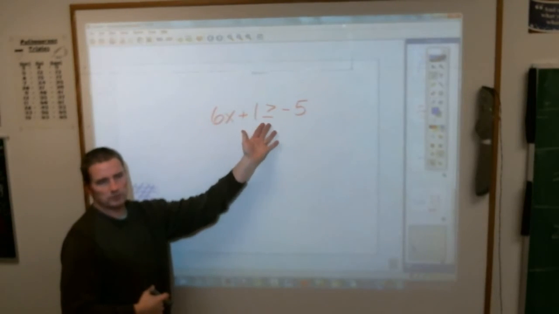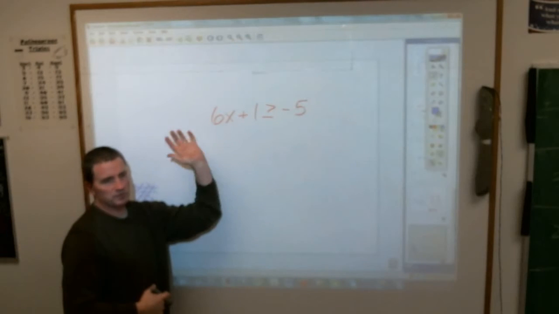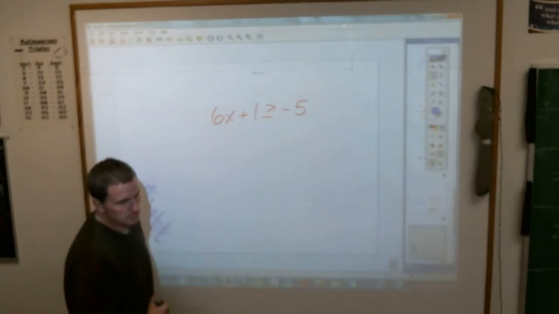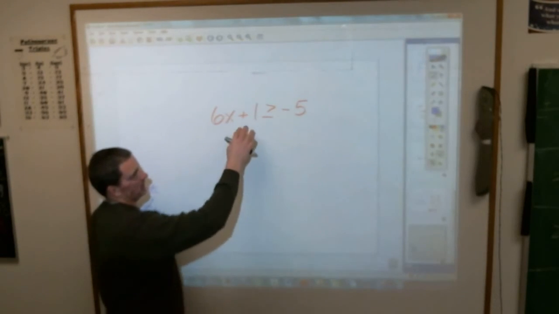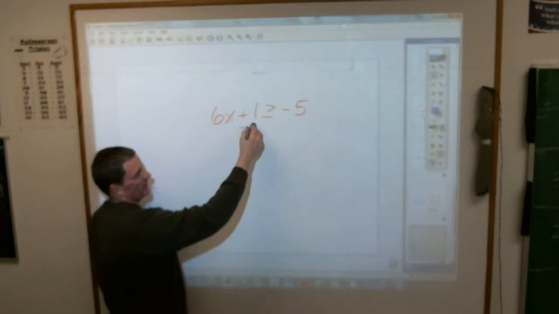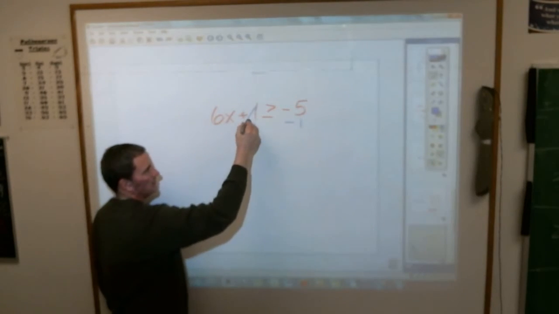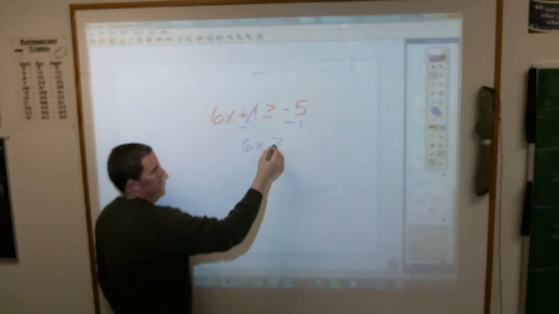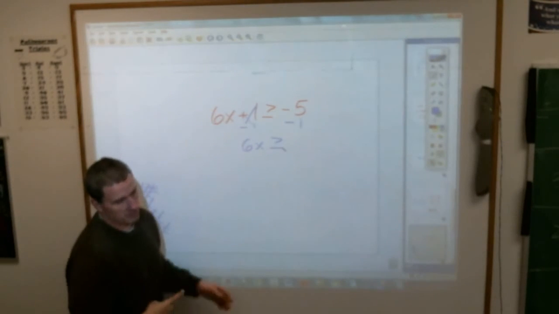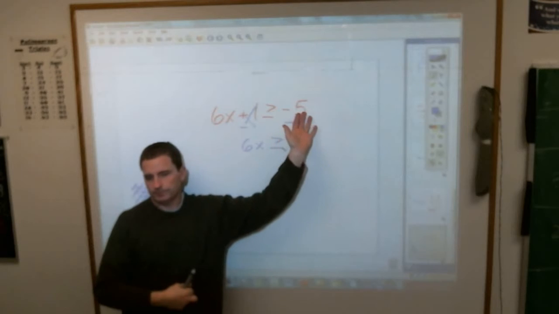Not the first thing I do. These are all the same equations. We've done them forever. Right. I want to get rid of this, so I do the opposite and subtract 1 from both sides. I'm left with my 6x, still have my greater than or equal to. Here's where you gotta be careful, -5 and a -1.